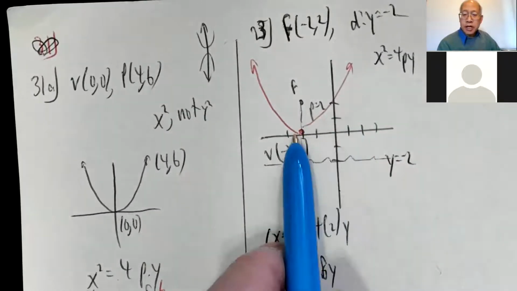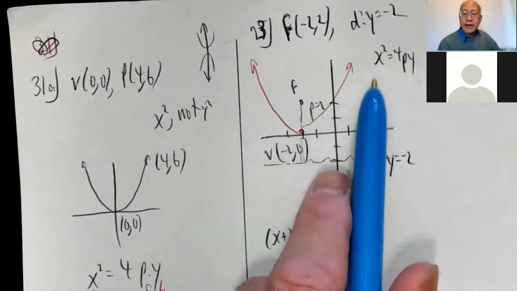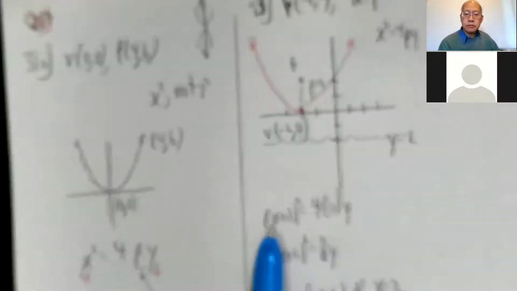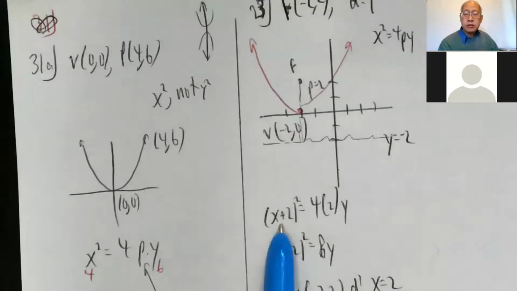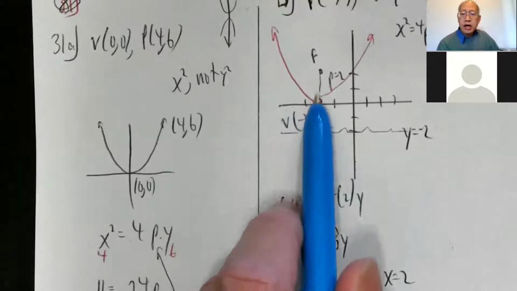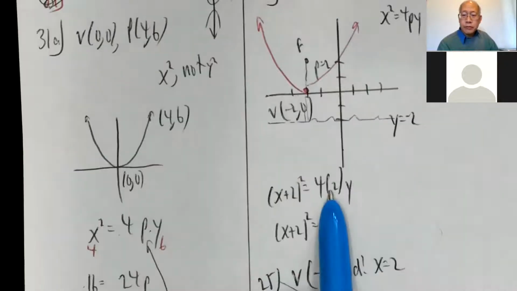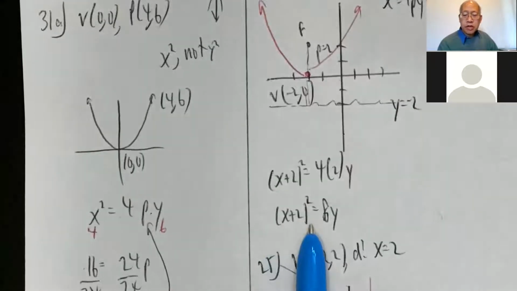But this got translated to (-2, 0), so x gets replaced by x plus 2. (x plus 2) squared equals 4py. I now know the p is 2. So (x plus 2) squared equals 8y.